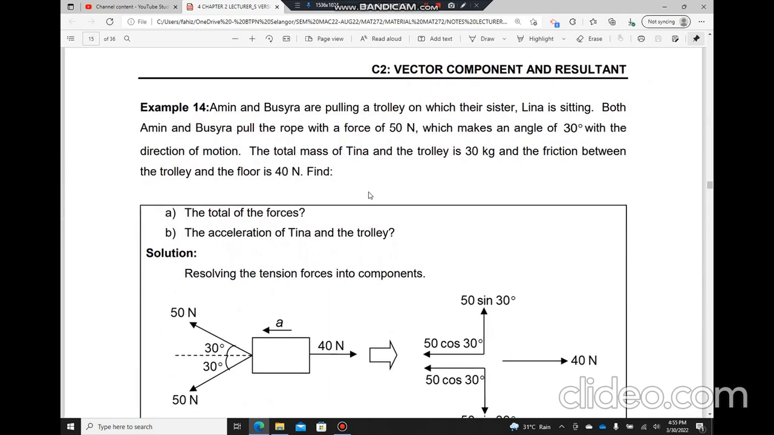Okay, yang ni sama juga dengan example 13 tadi. Example 14, dia nak the total of forces and the acceleration of Lina and the trolley. Amin and Bushra are pulling a trolley on which their sister Lina is sitting. Then both Amin and Bushra pull the rope with a force of 50 Newton, which makes an angle of 30 degree with the direction of motion. The total mass of Lina and the trolley is 30 kg and the friction between the trolley and the floor is 40 Newton. Find the total of force.